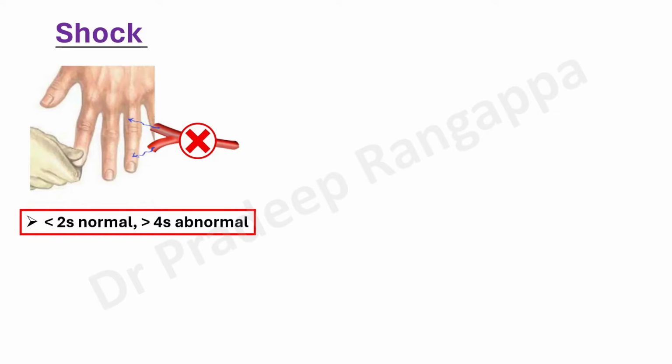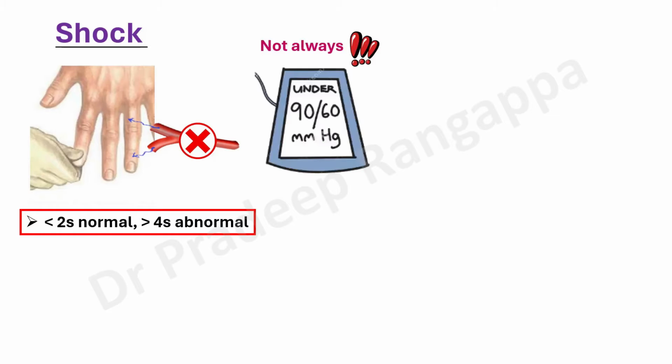So there were three organs that were compromised: the skin, the cerebral status, and you had oliguria. This is a classic teaching that blood pressure should be less than 90, but low blood pressure is not always a criterion for calling someone in shock. That is the upfront message that I wanted to let you know.